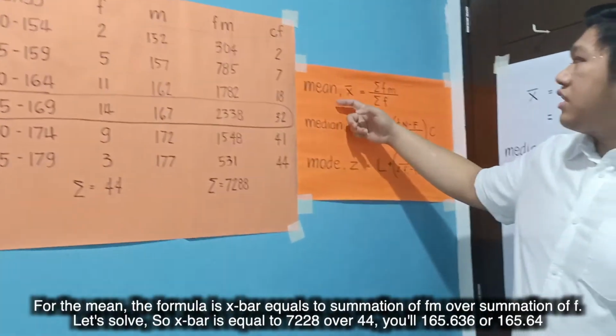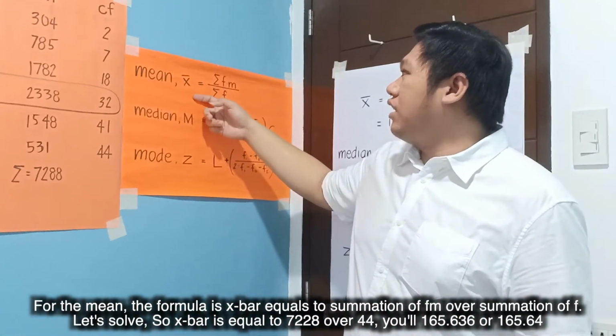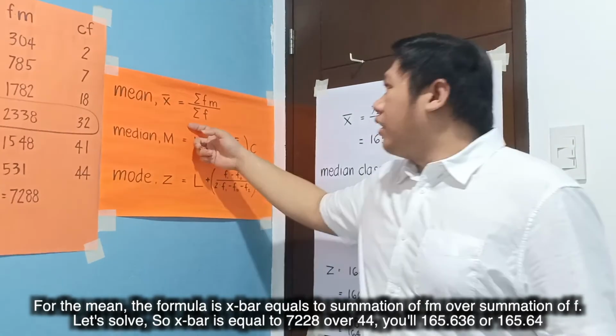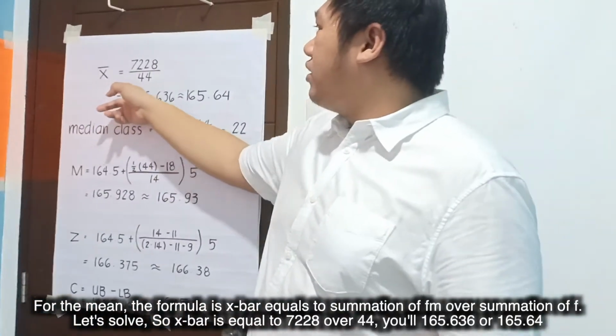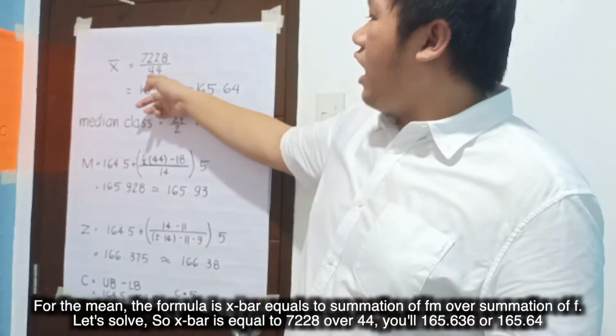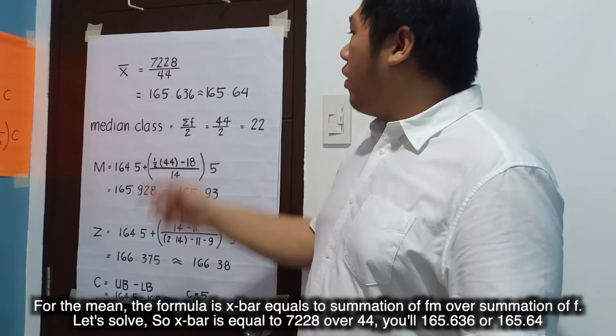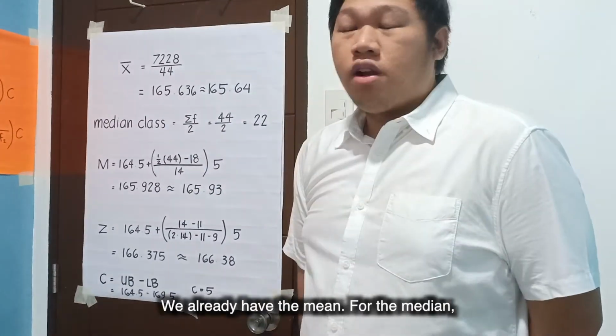For the mean, which is x bar, the formula is x bar equals summation of Fm over summation of F. Let's solve. So x bar equals 7,228 over 44. You'll get 165.636 or 165.64. We already have the mean.